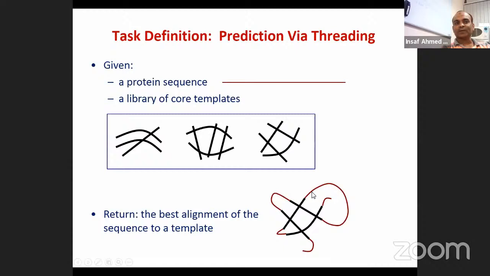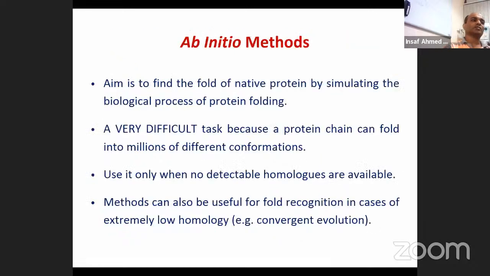Another structure also, it will try to define the secondary structure for you, but in some cases it may not define it well. But overall, you will get the structure by threading. Then there is another method called the ab initio method.